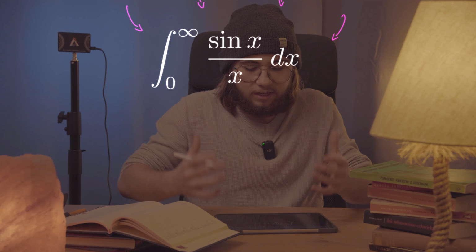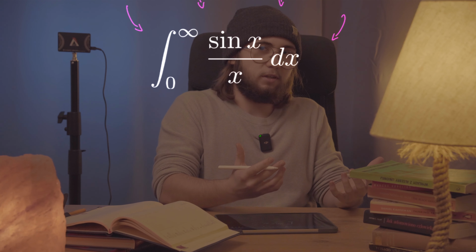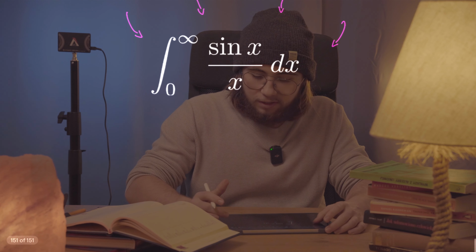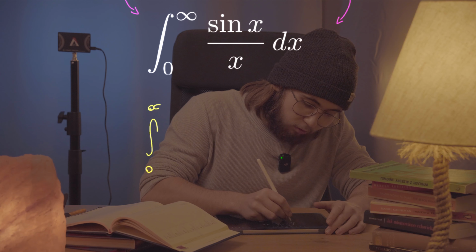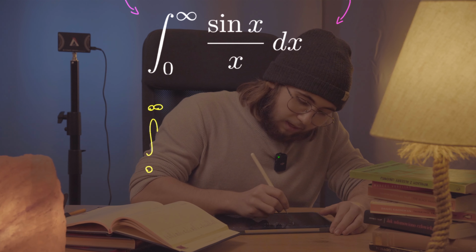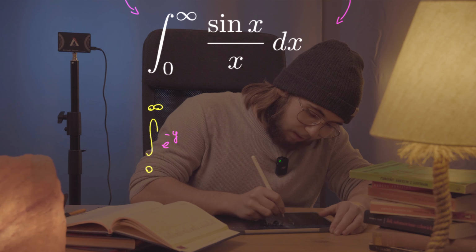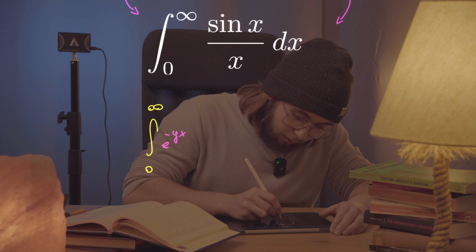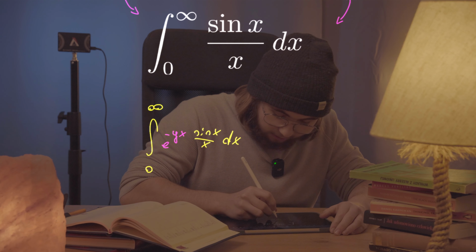So what is some kind of a parameterized expression that we could plug into this integral in order to get rid of it? I would like to rewrite the integral as the integral from 0 to infinity of e to the negative y times x, multiplied by sine of x over x dx.